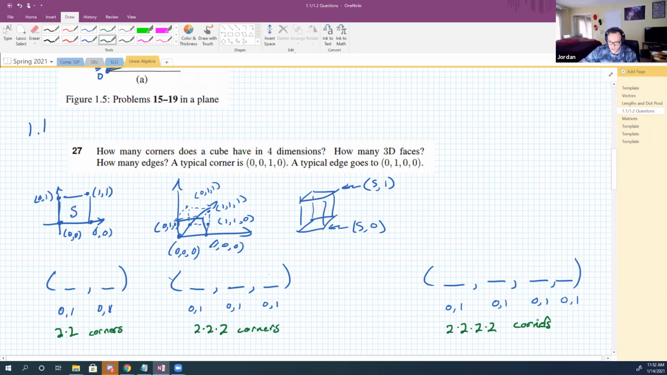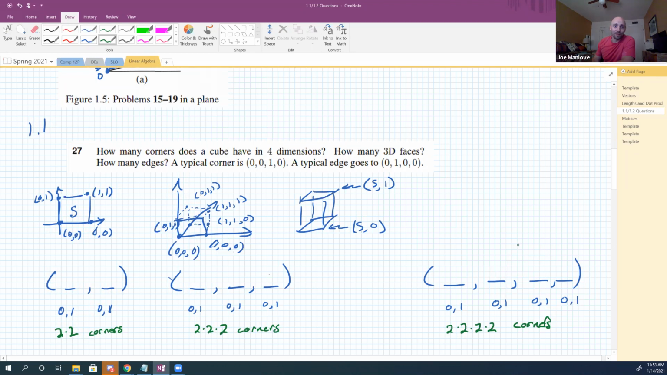Two raised to the n. Yep, exactly. Really, a point in n space has n slots, right? And then I'm going to fill them all in with either a 0 or 1. So I have 2 choices in each spot. You guys with me on that? Okay. Now, the next things are going to get a little harder.